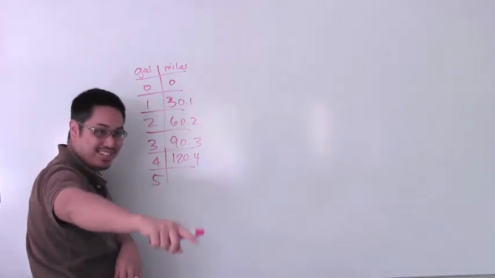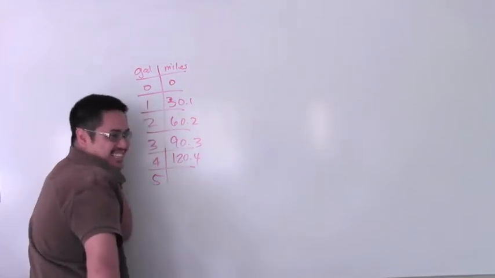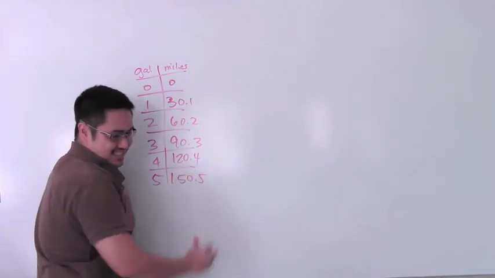Ooh, she threw you under the bus. You both are dirty. You give her the wrong answer and you make her answer. 150.5. There we go. All right, here we go.